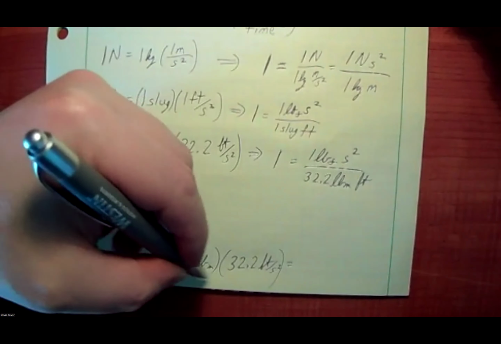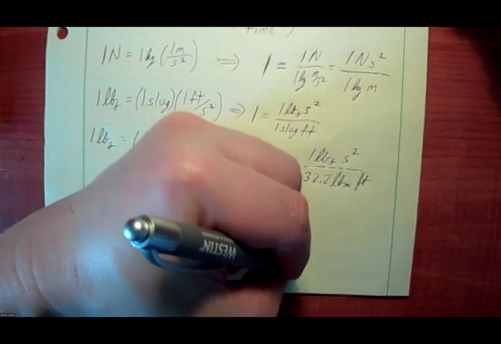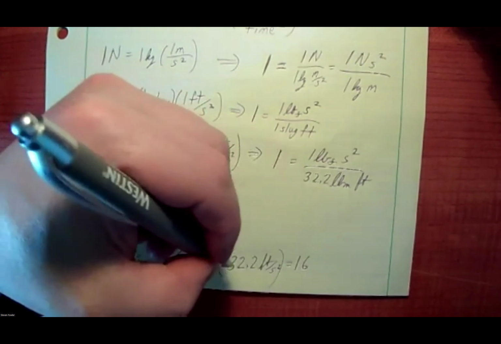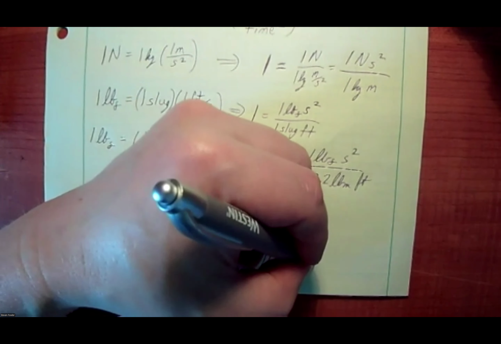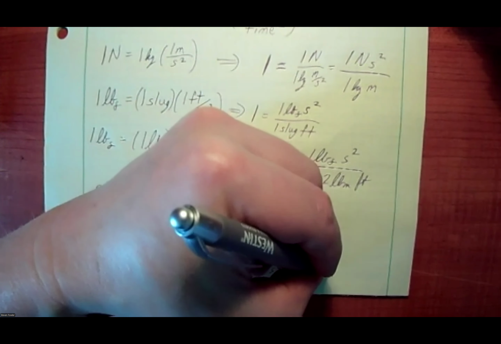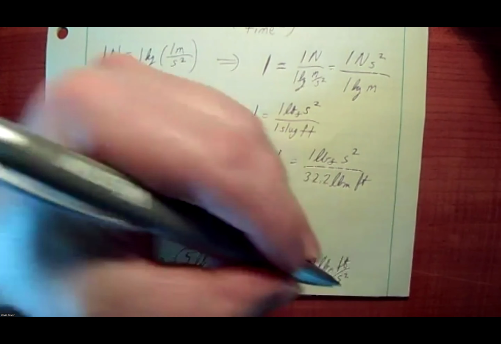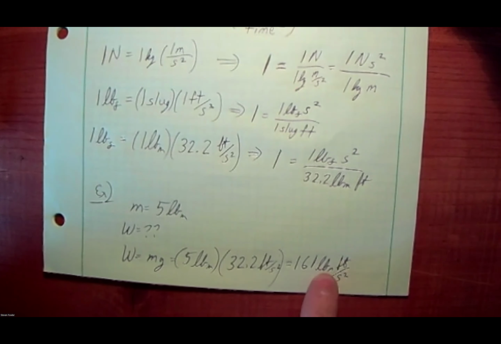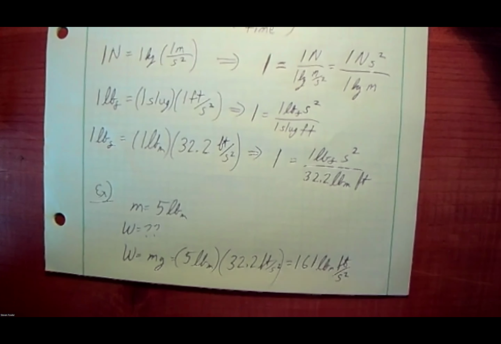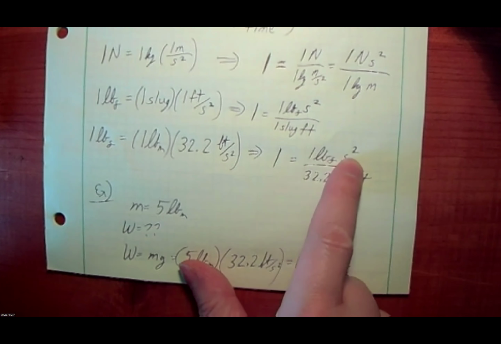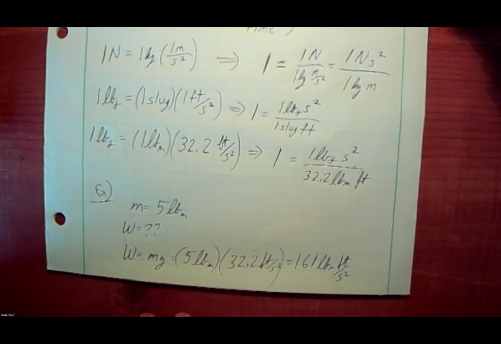And this is going to work out to be, I don't know, what is this? It's going to be a 5 plus a 1, so it's going to be 161 pound mass feet per second squared. Now, the rookie mistake is to just assume this is pound force. This is not pound force, because for every pound force second squared, there's 32.2 pound mass feet.